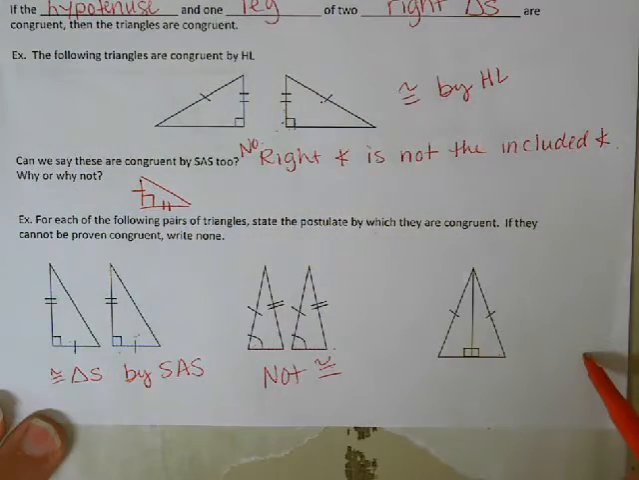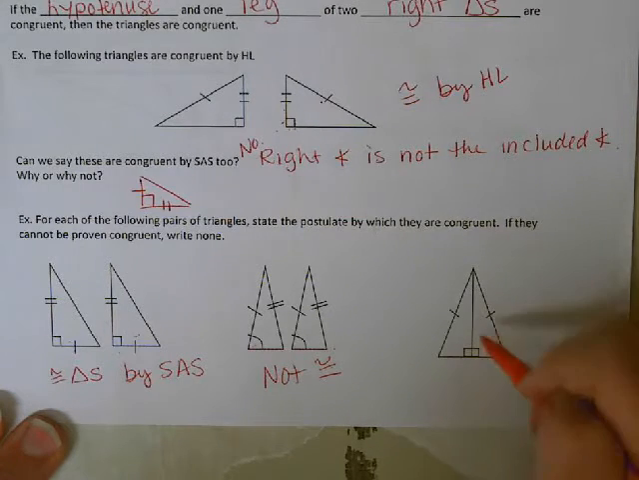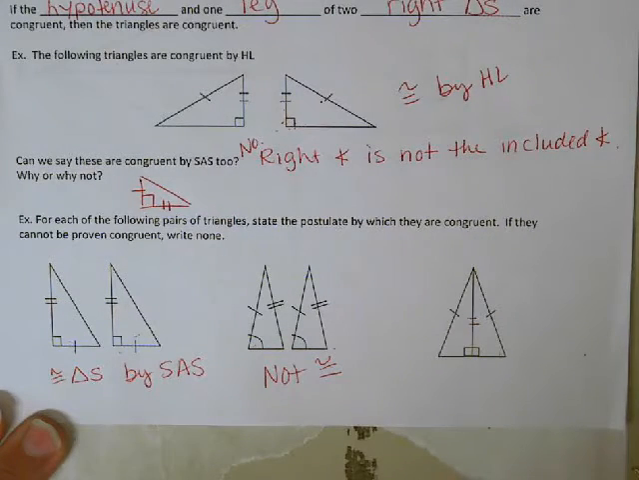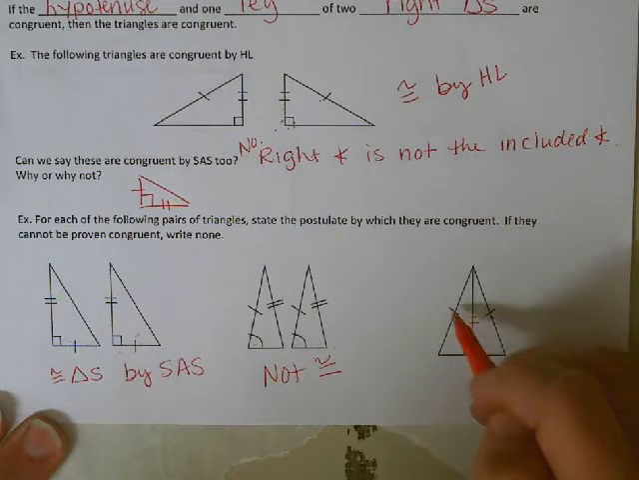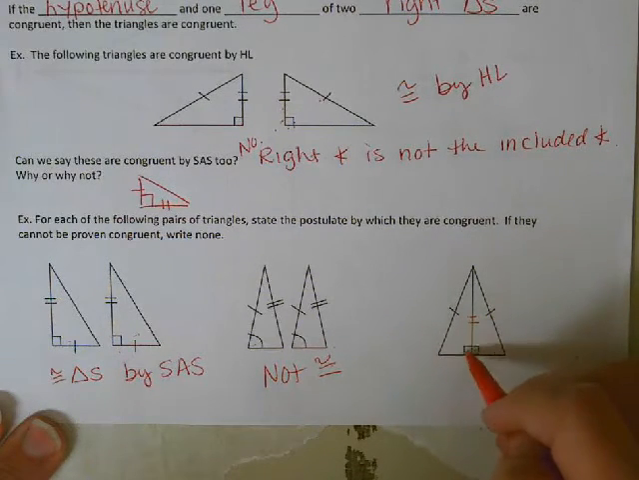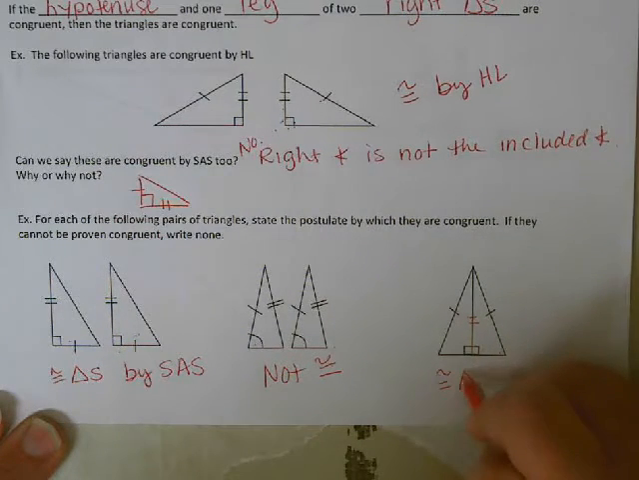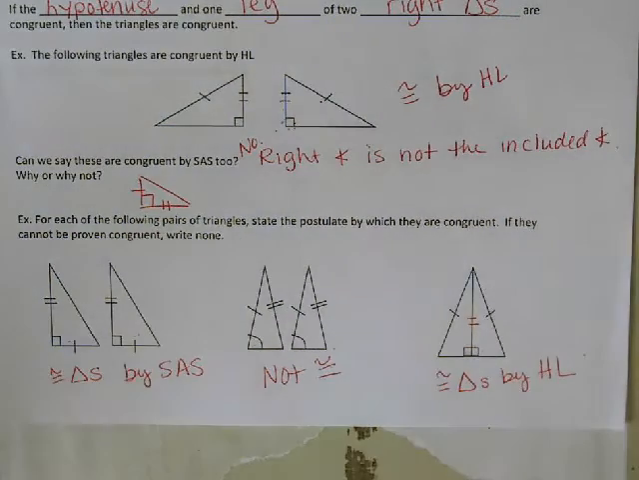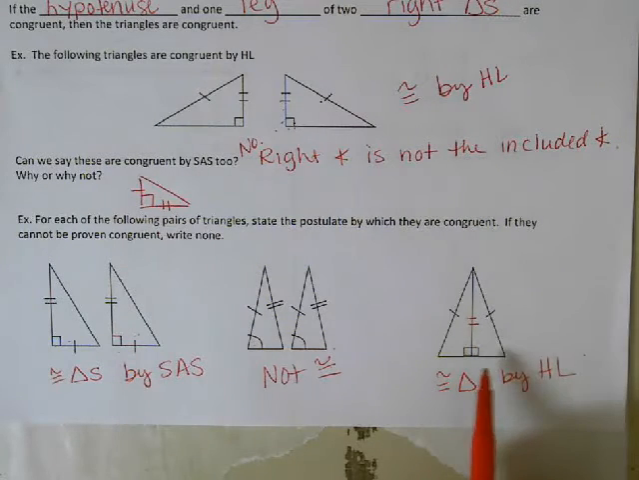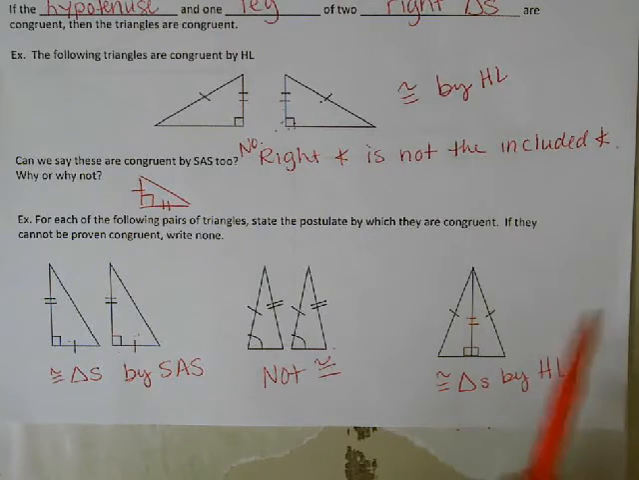Then take a look at the third one. Now, we can get this segment congruent by reflexive, and we do have right angles this time. So even though this would be considered side-side angle, because of the right angles, it switches, and we call this HL. So these triangles are congruent by hypotenuse, leg, or HL. This is the only case of side-side angle that's going to guarantee congruent triangles, and so we have a different name for it. It's HL.